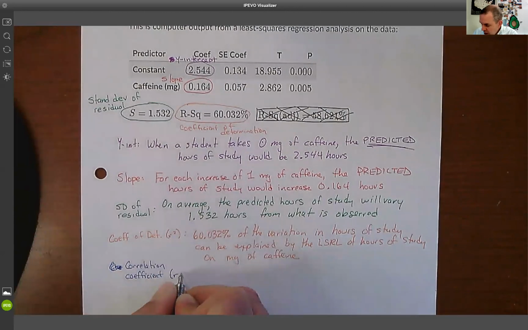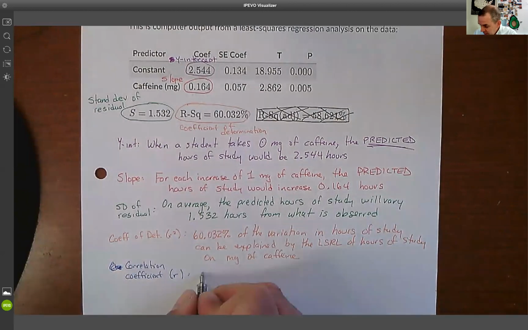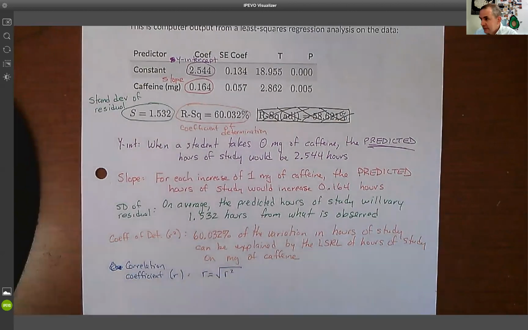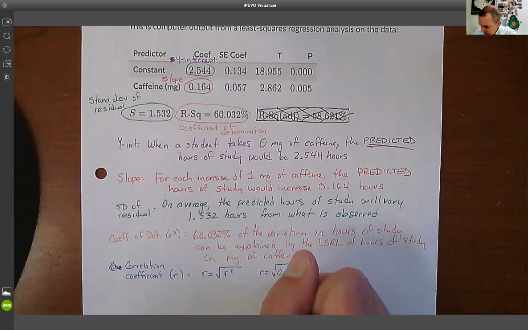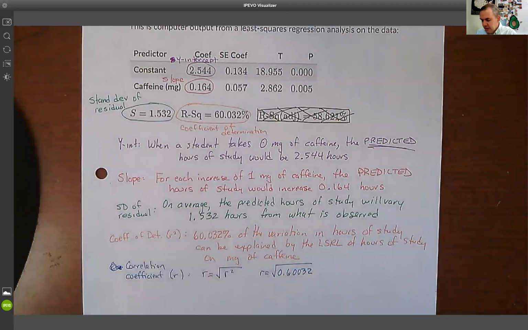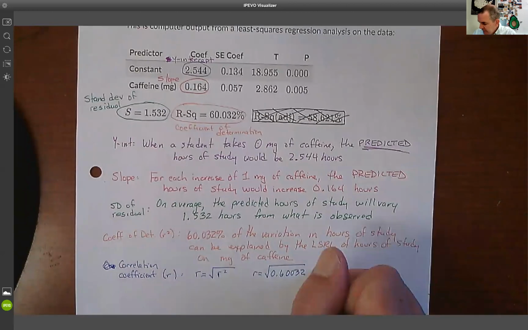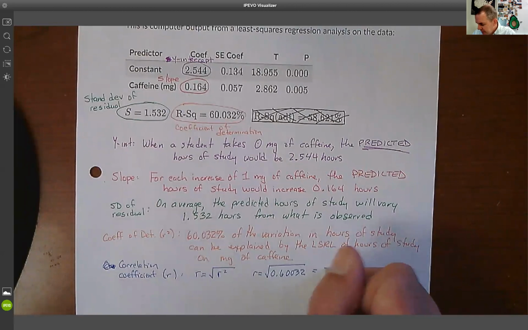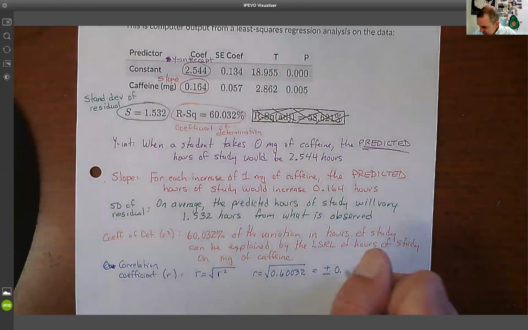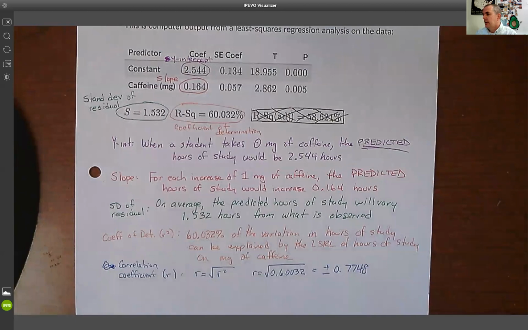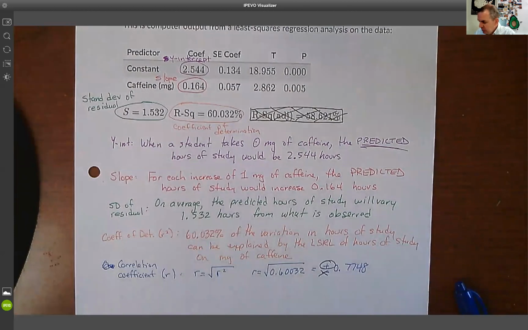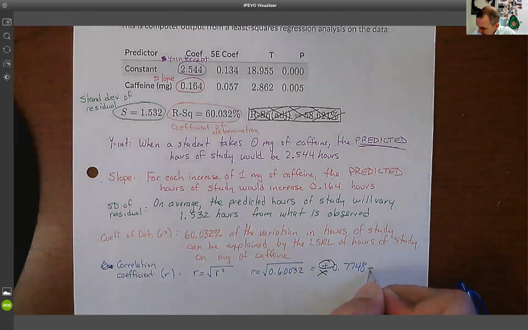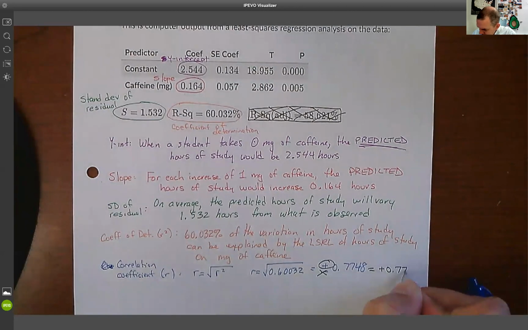And that's going to be my R. The way you get the R is equal to the square root of R squared. So we're going to do R equals the square root of 0.60032. Remember to turn it into a decimal. And when I do that, I'm going to get two possible answers: positive or negative 0.7748. The reason I know that it's the positive one and not the negative one is because my slope is positive. So that tells me that the correlation coefficient here is actually the positive 0.7748.